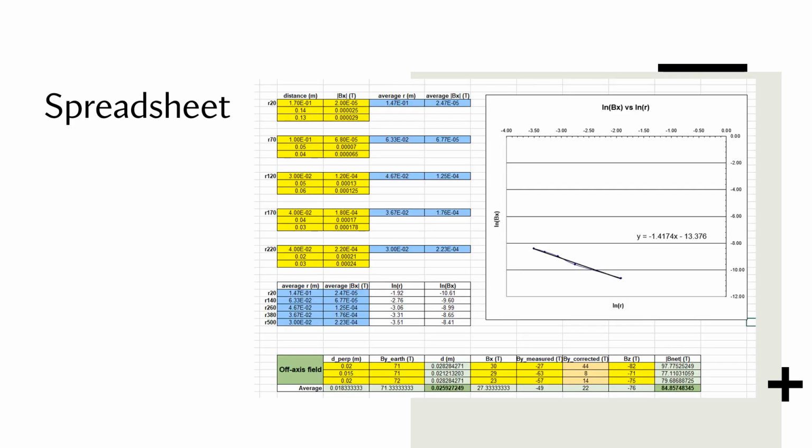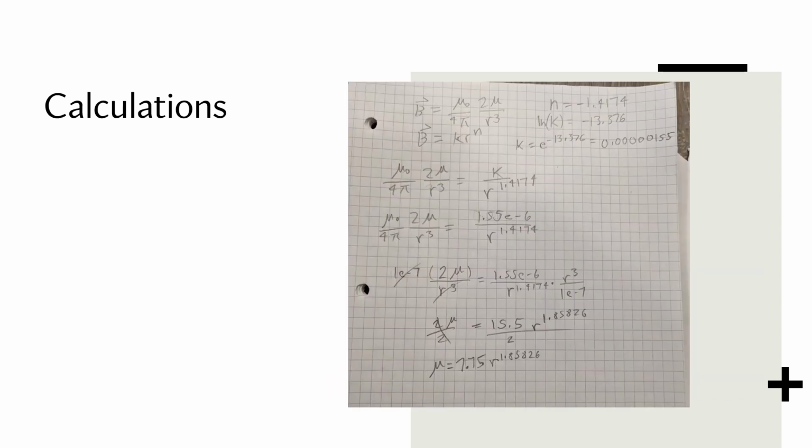This is the spreadsheet I used to get my numbers and where I recorded my results. And this is how I found the value of mu. I set two equations for the B field equal to each other, and I found K by raising e to the power of the natural log, and the natural log and the e will cancel out, which will give me K. And I also have N from my spreadsheet formula, and using that I was able to get mu.